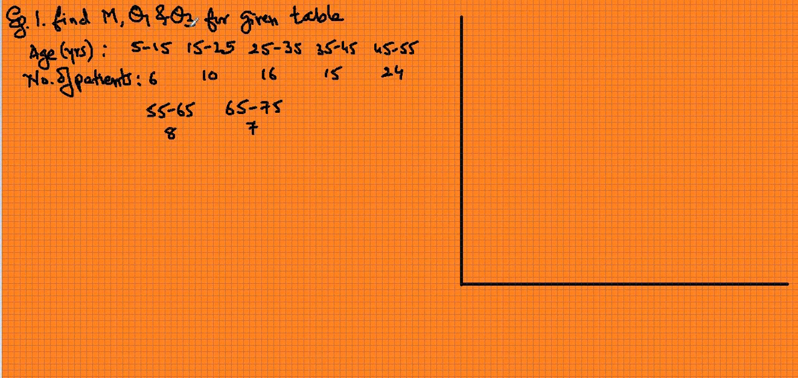So lower quartile is Q1, upper quartile is Q3. So we'll start our answer. First of all we'll write down the class interval and then we'll write down the frequency.